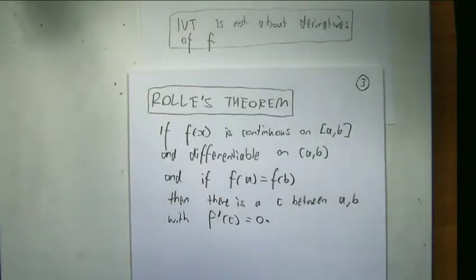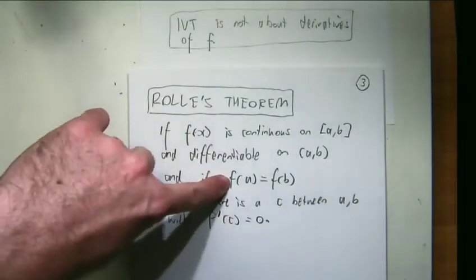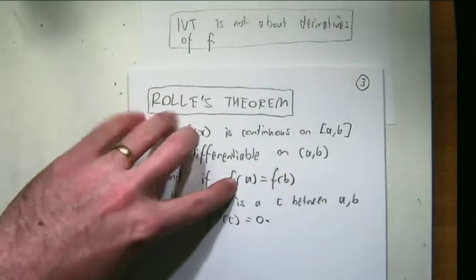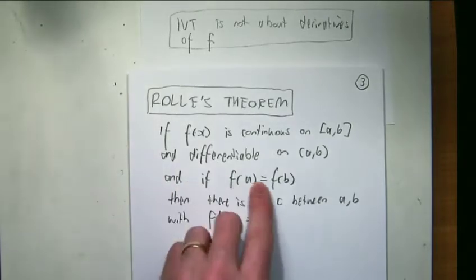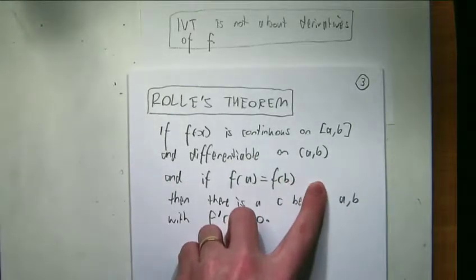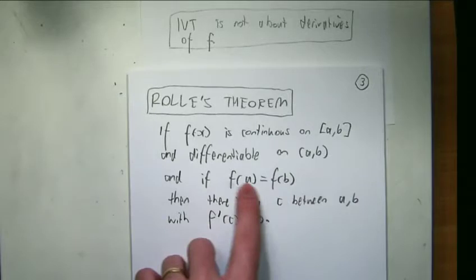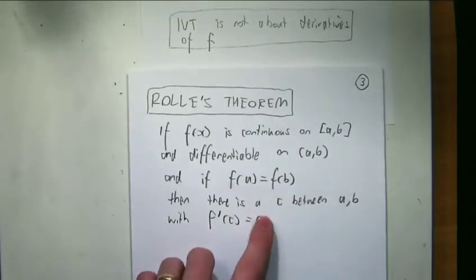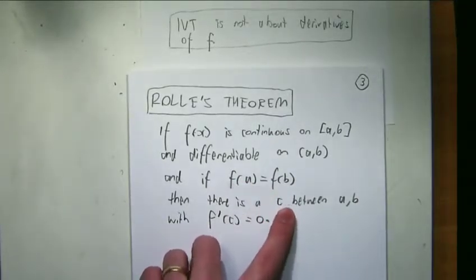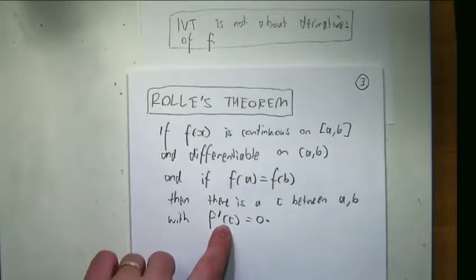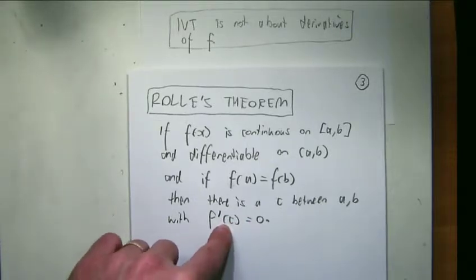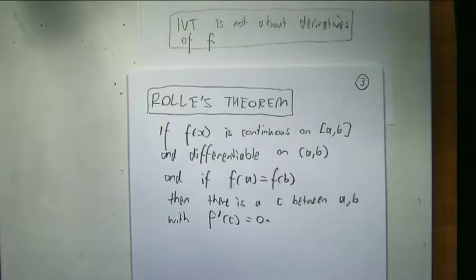Note that here it talks about the function itself. The function values are equal. Most of the time they're supposed to be equal to 0, but it doesn't matter. They just have to be equal to each other. Then there is a c somewhere between a and b with the derivative equals 0. So what we're doing is using information about the function itself to tell us something about the derivative of the function. So Rolle's theorem connects information about the function to information about its derivative.